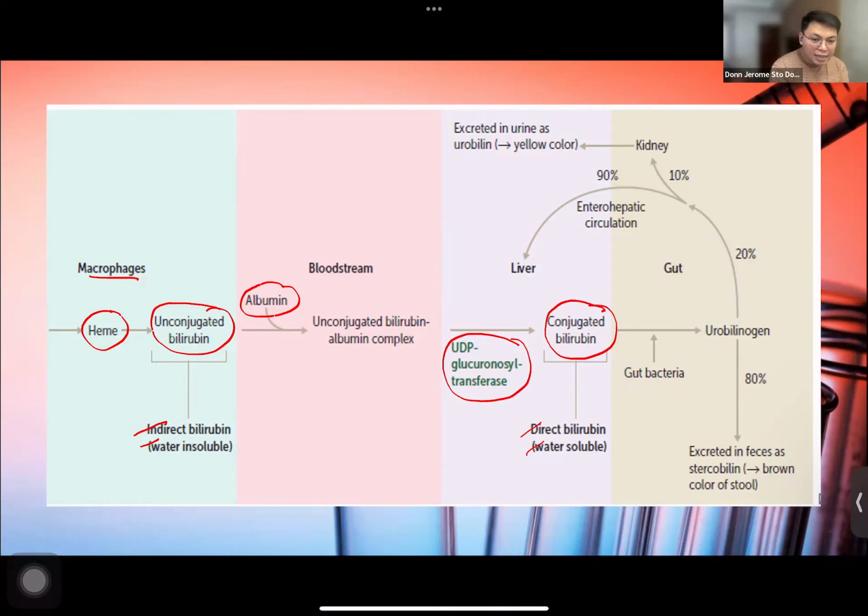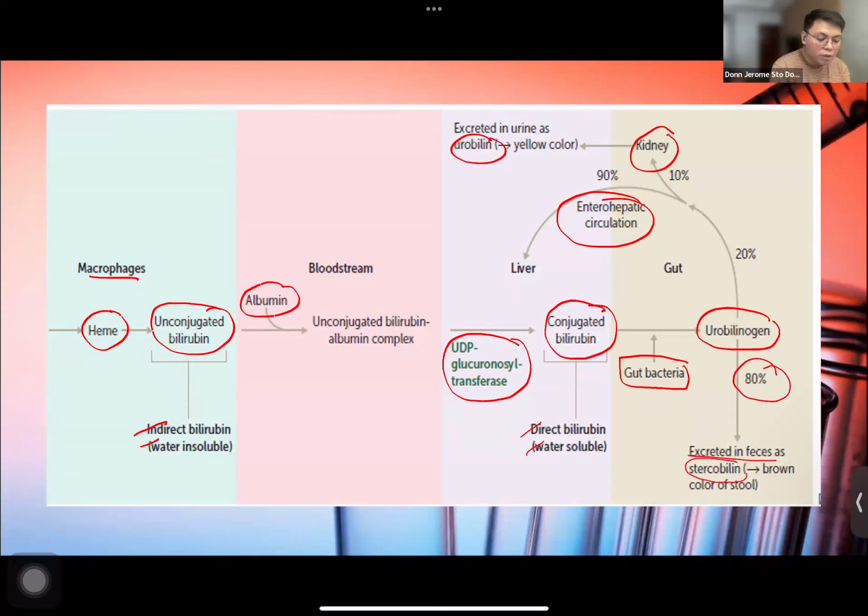In the intestine, enzymes from the gut bacteria would liberate the bilirubin, converting it to urobilinogen, where some of it can undergo enterohepatic circulation or go to the kidneys as urobilin, but majority is excreted in the feces in the form of stercobilin. All right? Any questions?